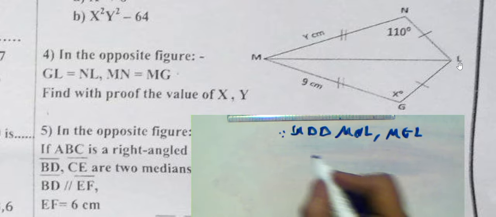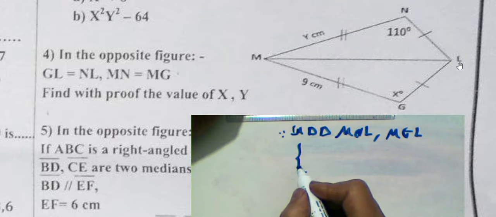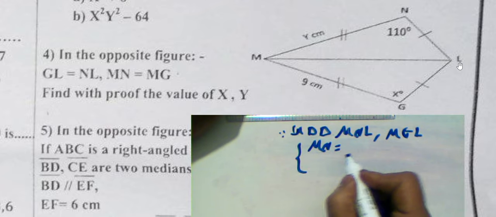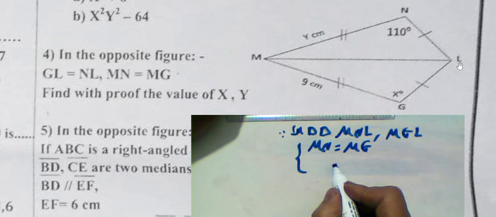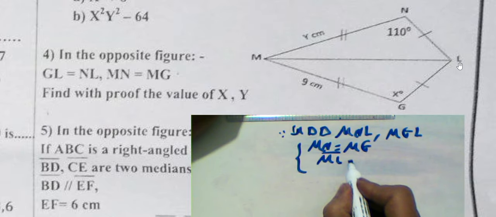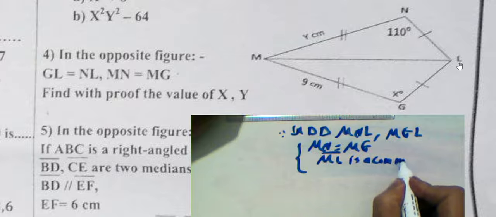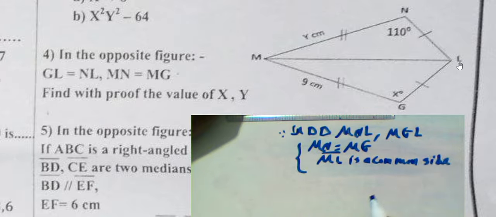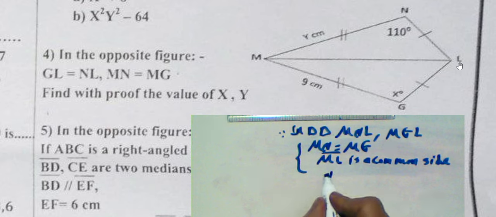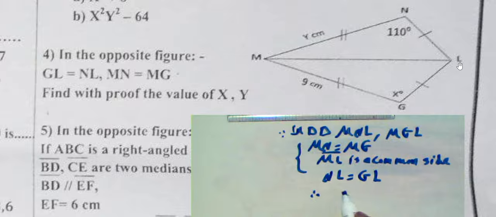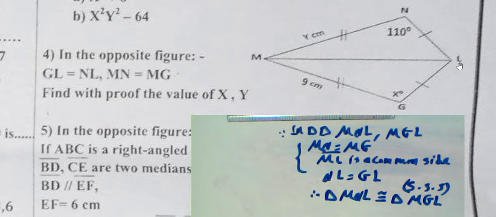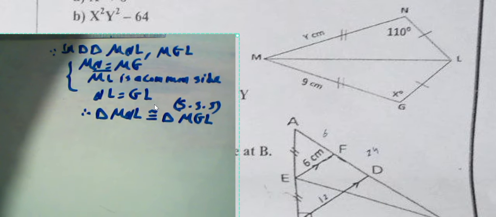In two triangles, first MNL and second MGL, we have first MN equal to MG, and ML is a common side, NL equal to GL. Then the two triangles are congruent. We have side, side and side. The triangle MNL is congruent to triangle MGL. They are congruent.